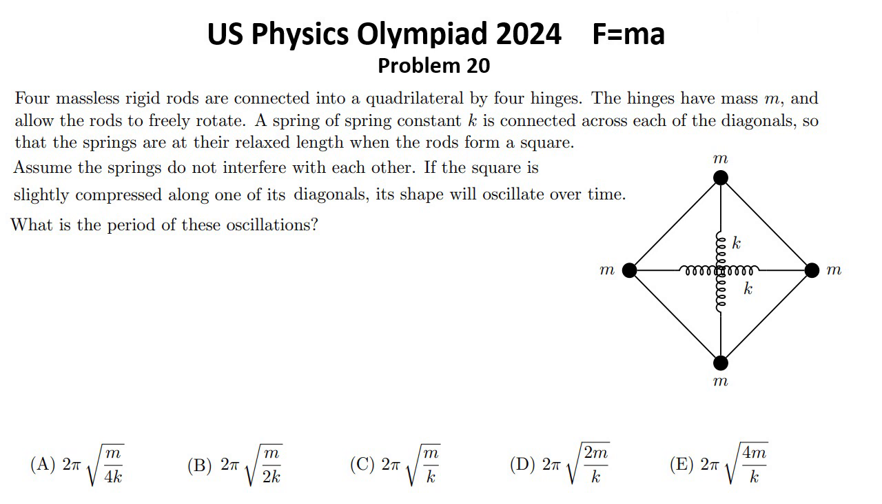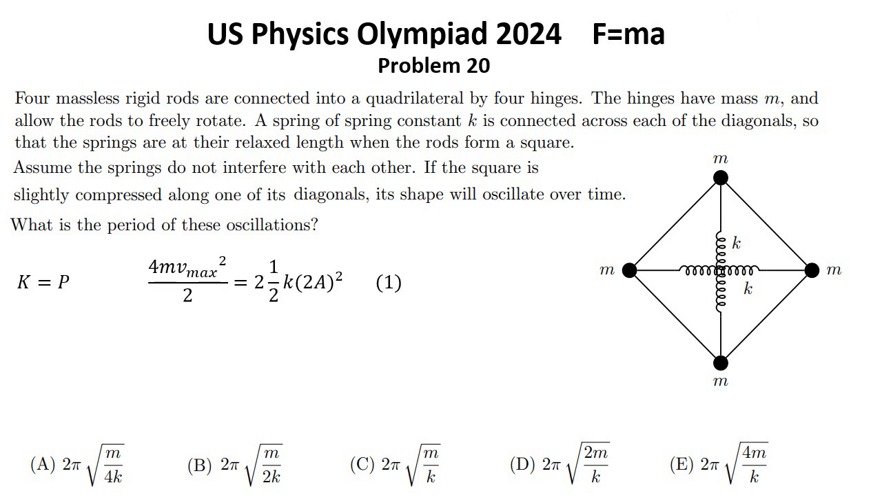If the square is slightly compressed along one of its diagonals, its shape will oscillate over time. What is the period of these oscillations? Solution to problem number 20. Suppose that one of the masses has moved by amplitude a from its original position, and it currently has speed 0. By symmetry, all of these masses have maximum speed v maximum in equilibrium position when displacement is 0.